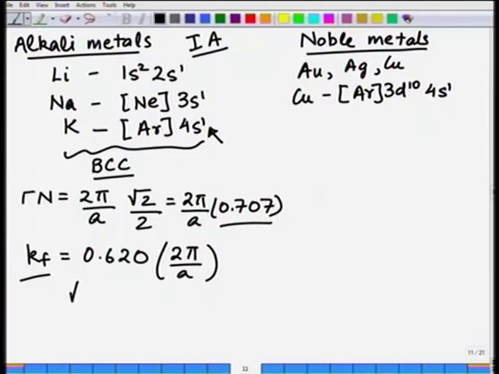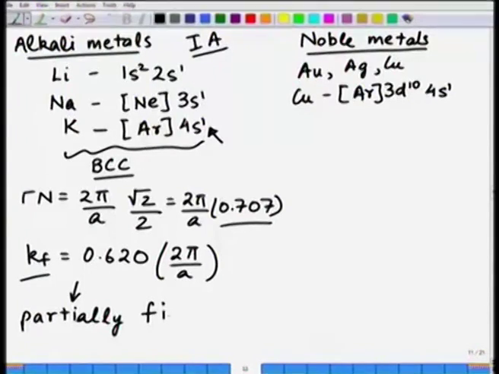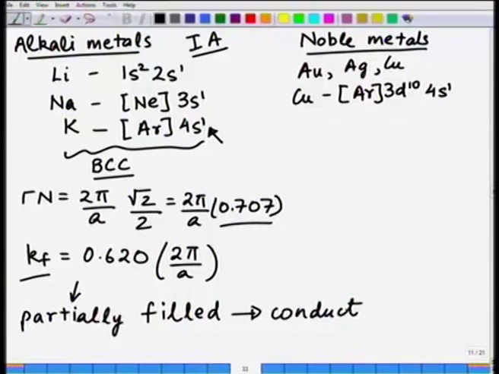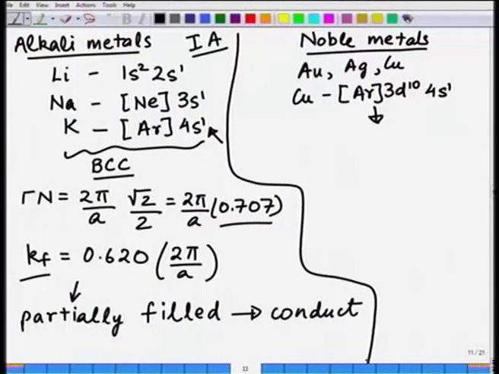So, this material is a continuous band, and it is partially filled. A partially filled band will conduct, and that is why all these free electron theories worked, because the Fermi surface itself is a sphere, since it can be contained fully within the Brillouin zone. Hence for the alkali metals of group 1A, the free electron theory started working well.